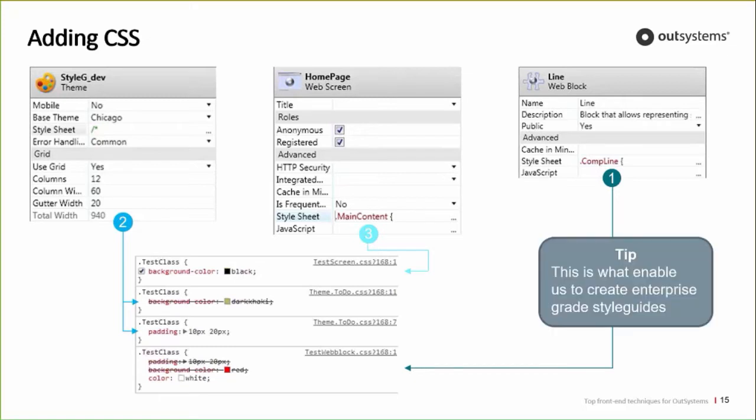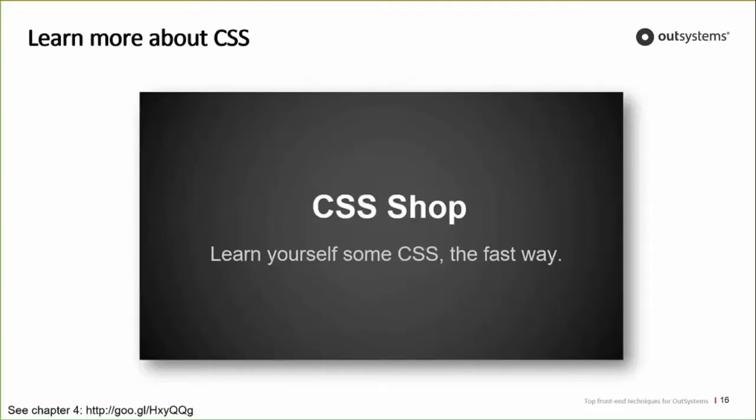So this is actually what enables us to create enterprise-grade style guides, because we are able to isolate these web blocks in a centralized way and use them in multiple applications and in multiple themes. If you want to learn more about CSS and how it works in the platform, you can see the CSS shop that is present in the Learn section of our website, and is chapter 4.